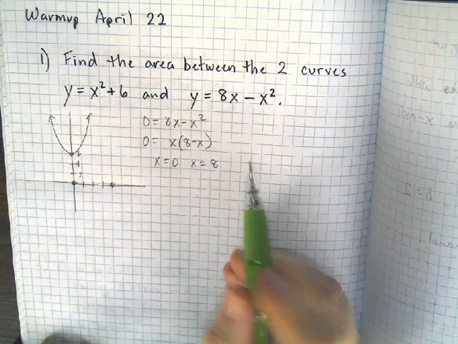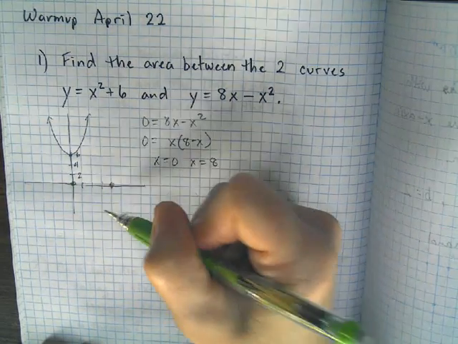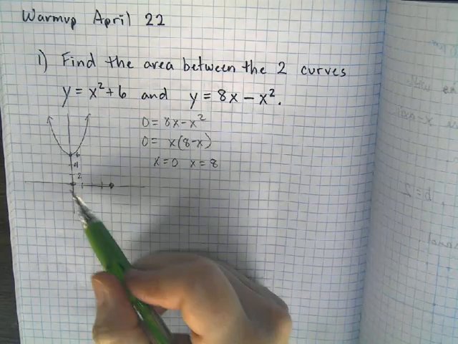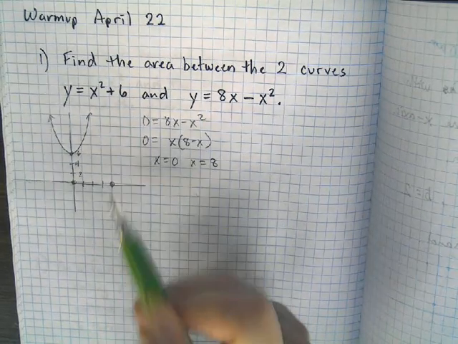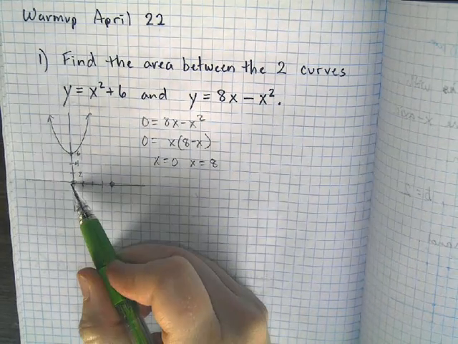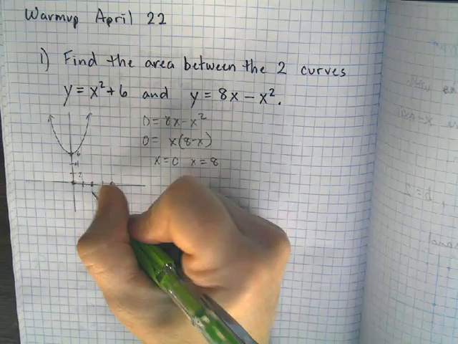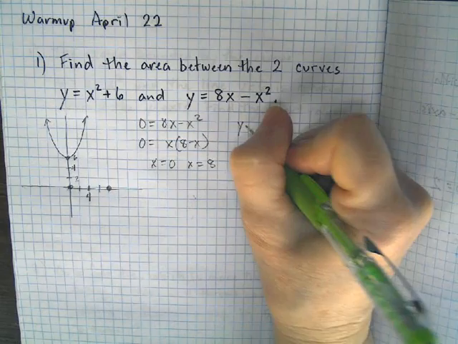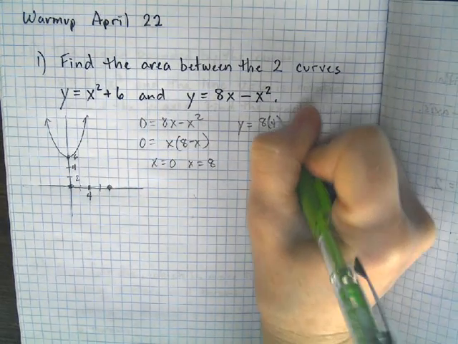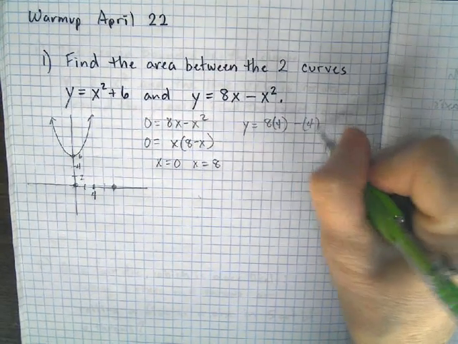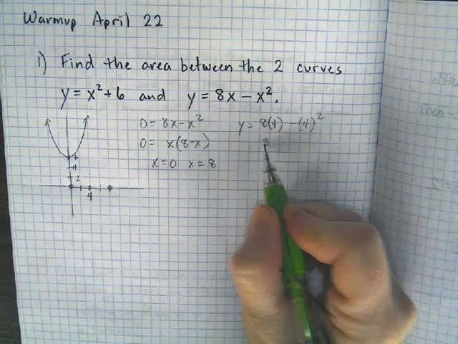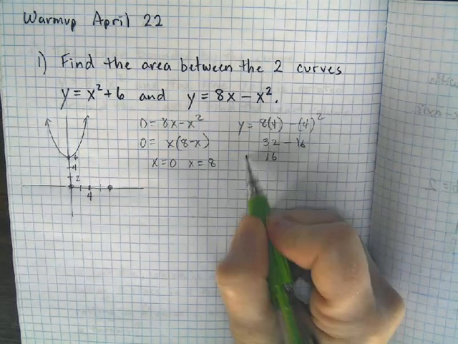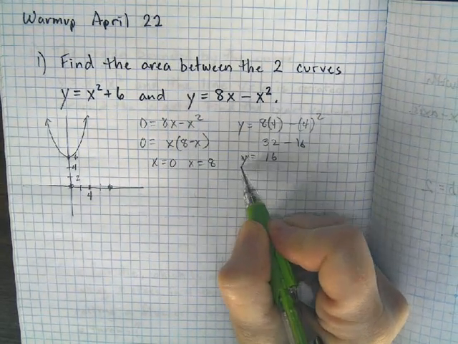It's a negative x squared, so I know it's going to be upside down. So where is the vertex going to be? The vertex is going to be halfway in between these. See, this is a nice review of graphing parabolas. Halfway in between 0 and 8 would be 4. So the vertex is going to be at x equals 4, so I can just plug in 4 for x. 8 times 4 is 32. 4 squared is 16. 32 minus 16 is 16. So my vertex is at 4, 16.